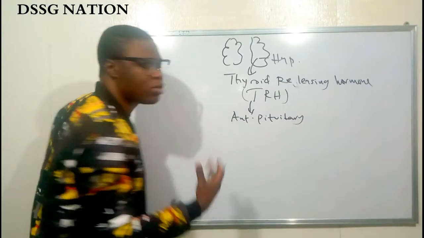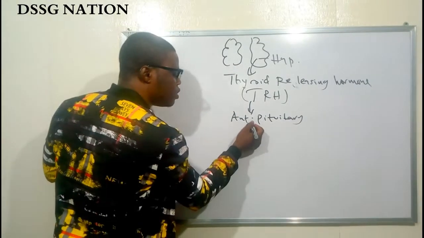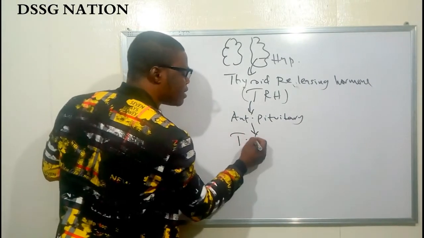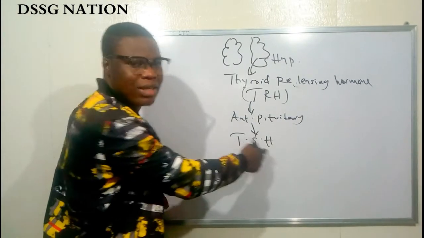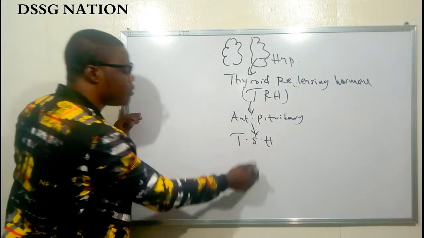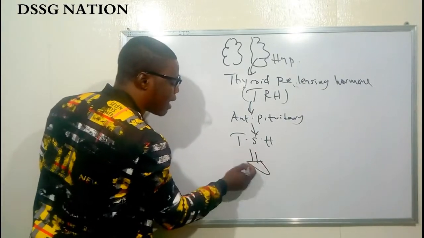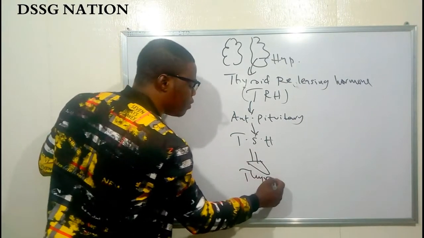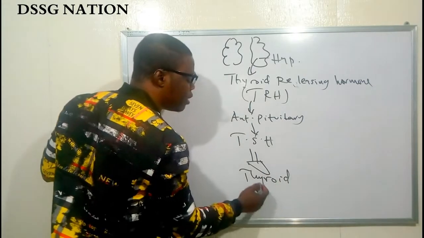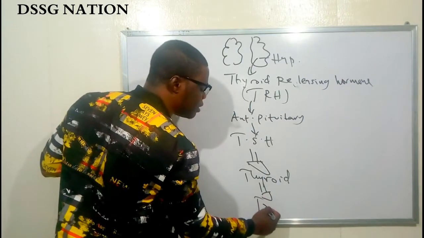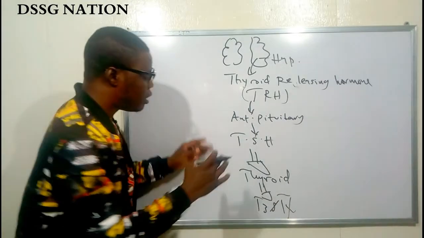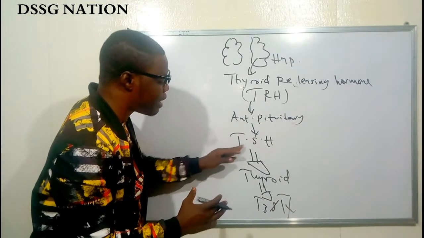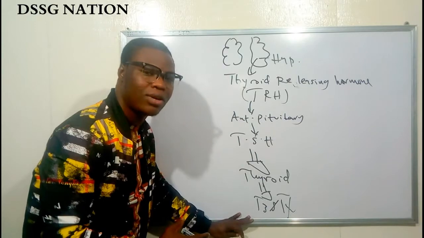And now what's going to happen next? The anterior pituitary is going to release TSH, which means thyroid stimulating hormone. The thyroid stimulating hormone is going to act on the thyroid. And then the thyroid gland is going to secrete T3 and T4. Now, let's talk about the action of this thyroid stimulating hormone on the thyroid gland.